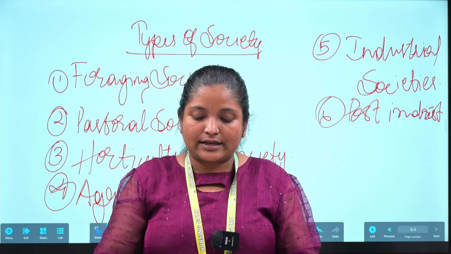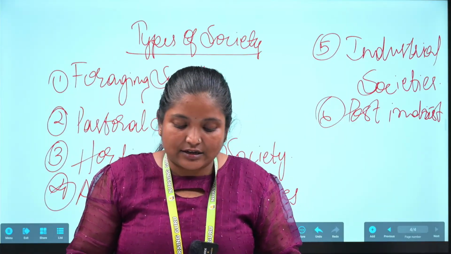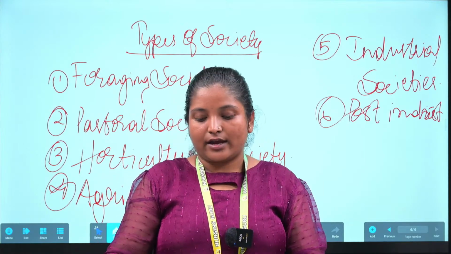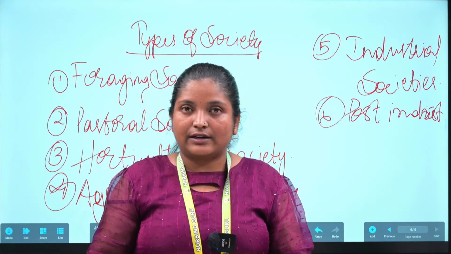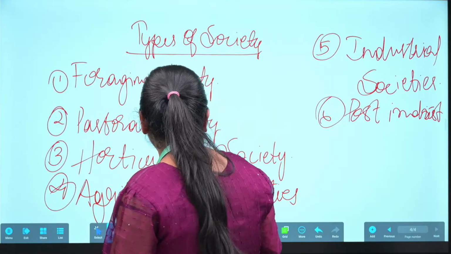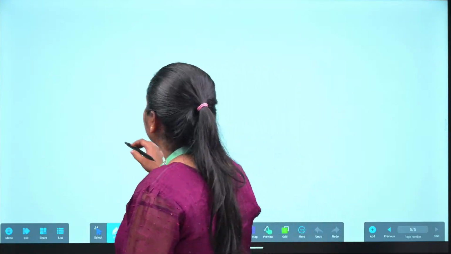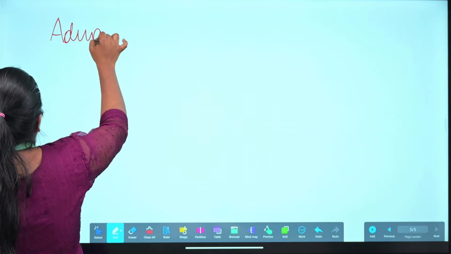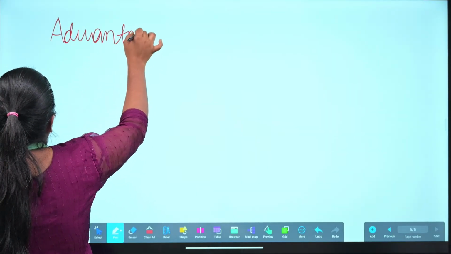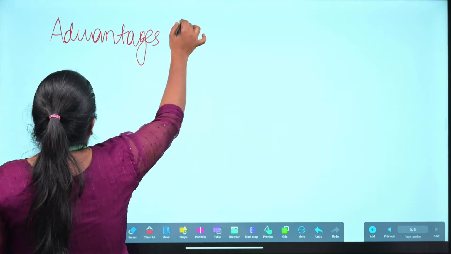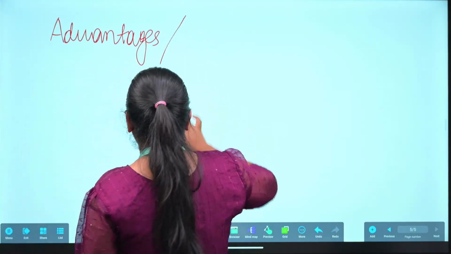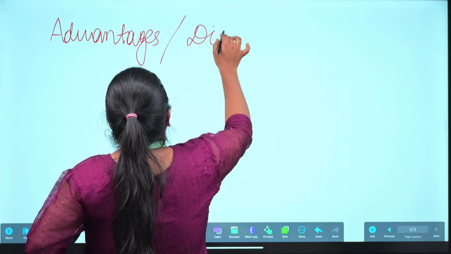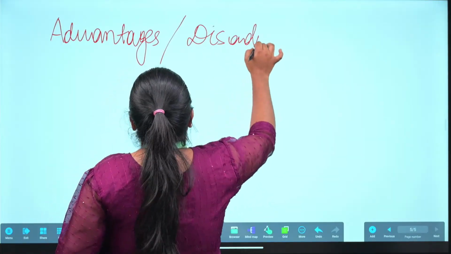The next one is the advantages and disadvantages of the society. Okay, so the advantages of the society we will discuss first. So this much you have to know, dear. The next one is advantages and disadvantages.